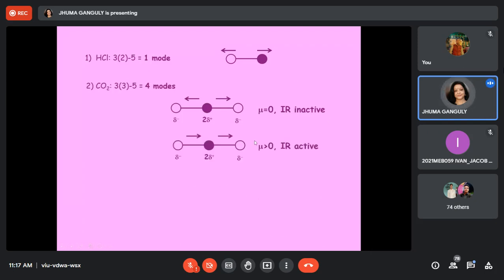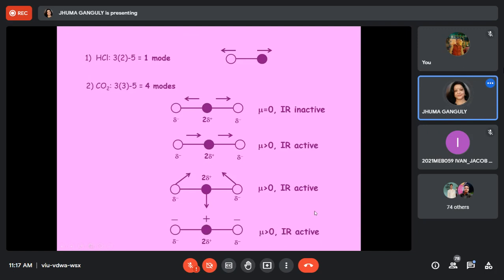But this one is IR active. You can understand this vibration mode is also IR active, and this is also IR active. So carbon dioxide, though it is linear, still has one mode that is plus minus and inactive, but the other three are IR active. There is some net dipole moment that is not zero. Is that clear?